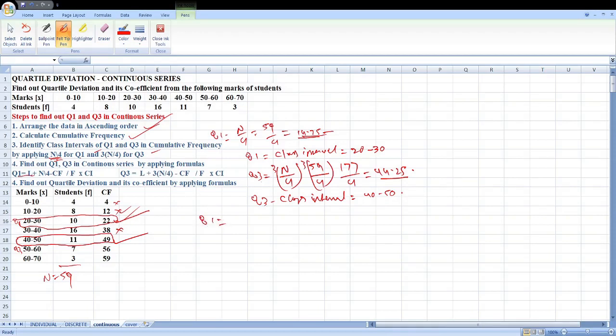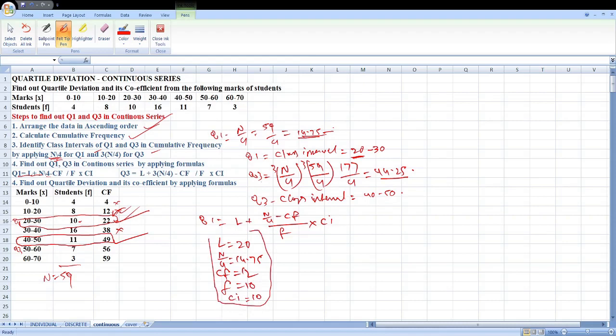Okay, students, now you have to apply these formulas to find Q1. Q1 is equal to L plus (N by 4 minus CF) by F into CI. Dear students, L is equal to what? For Q1, the lower class limit is 20, so L is equal to 20. N by 4 is equal to 14.75. Next, CF is the preceding cumulative frequency, this one, 12. So CF is equal to 12. And F is equal to 10. The class interval difference is equal to 10. Now you have all the data to find Q1.